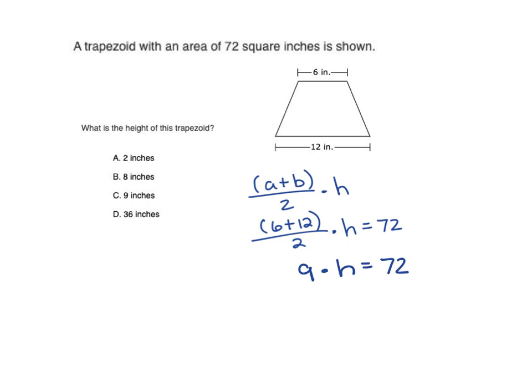Then we ask ourselves, well, what's the opposite of multiplying? That is dividing. So 72 divided by 9. Hopefully you know what that is, but if you don't, you can use your calculator or you can still use your multiplication chart. But that would be 8 inches for the height. And that would be that one.